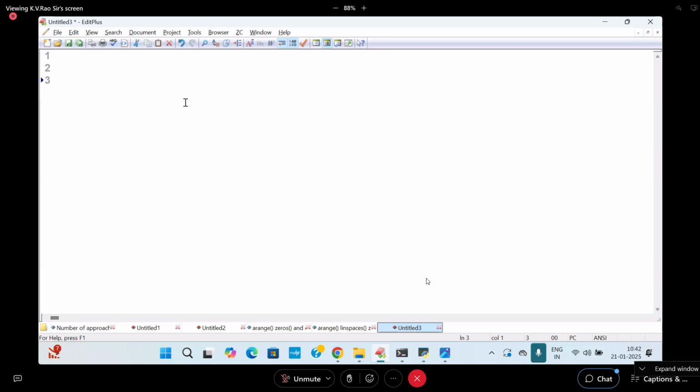The syntax of the I function is variable name is equal to numpy dot, what is the function name? I, n comma m is equal to what? None. None means by default it won't take anything. Next is K is equal to what? 0. And next I will write dtype is equal to what now? dtype will be taken. Other things you need not worry about. Let us move further.